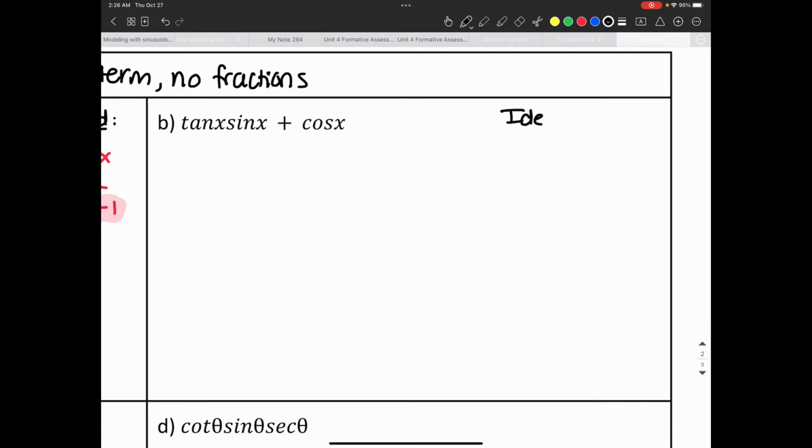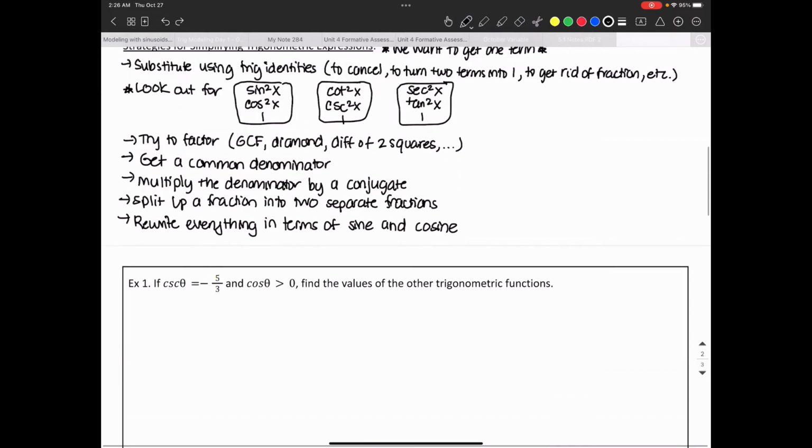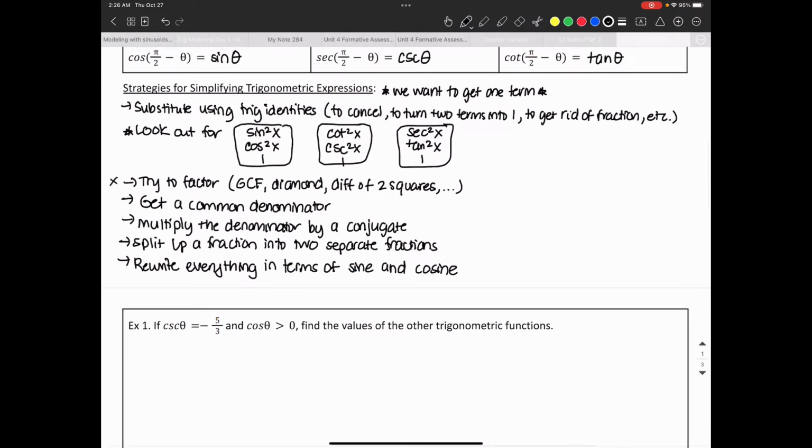Off to the side, I want to write the identities that I'm going to be using, because I may have to rewrite them like I just did for the Pythagorean identity I looked at. I'm not seeing that these terms are factorable. Let's look at the other things. I can't get a common denominator. They're not fractions. I can't multiply the denominator by a conjugate. I can't split up a fraction. There are no fractions. I could rewrite everything in terms of sine and cosine, or I can substitute using trig identities.